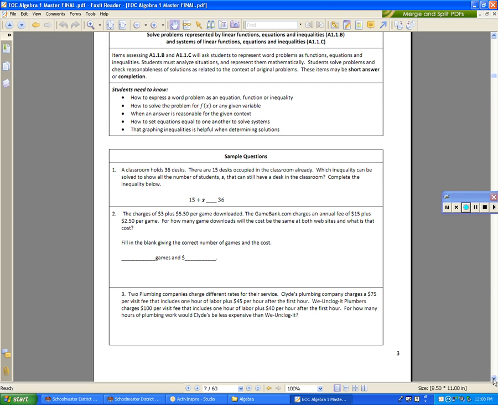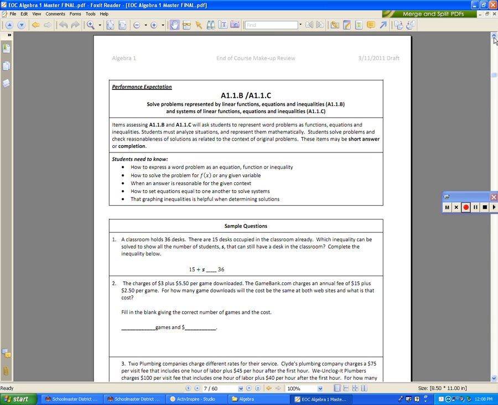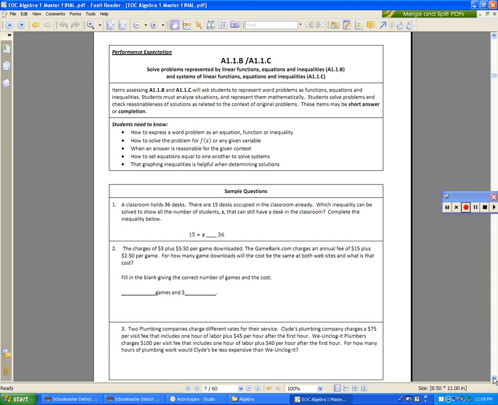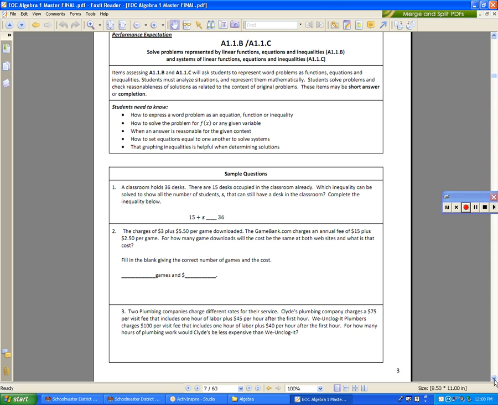Yes? The backside? Is it out of order or something? This is my next page. This is the next page. Really? Just follow along with me, just find this page. Okay?